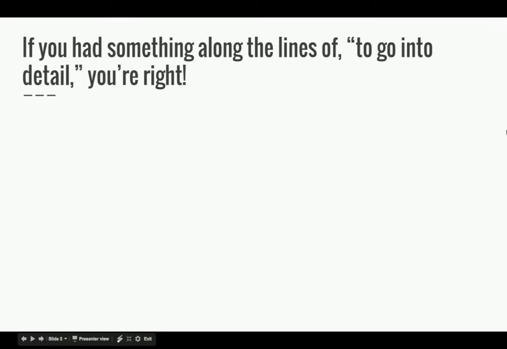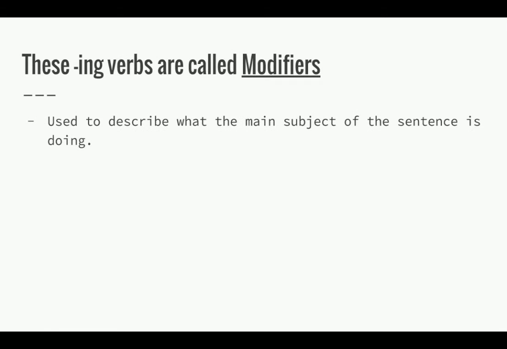So if you wrote something down along the lines of to go into detail, you're right. ing verbs give us more detail. They describe what is going on more in depth for the reader. So the technical term for these ing verbs when used in a sentence to describe a subject are called modifiers.